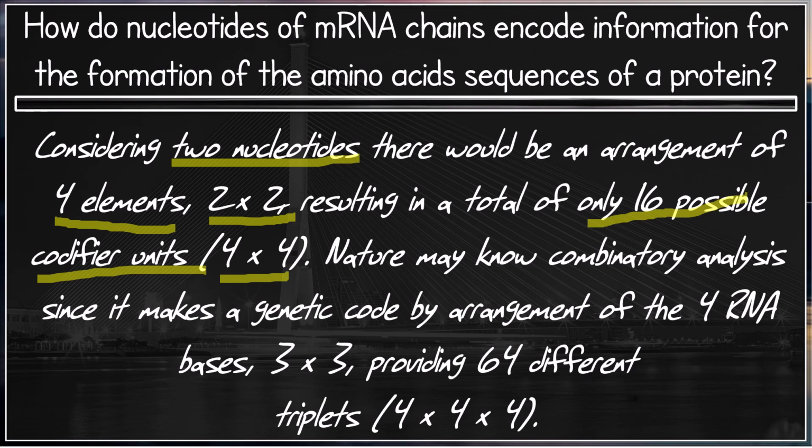Nature may know combinatory analysis, since it makes the genetic code by arrangement of the 4 RNA bases, 3 by 3, providing 64 different triplets, 4 by 4 by 4.